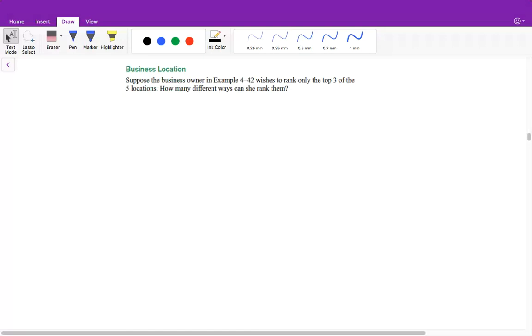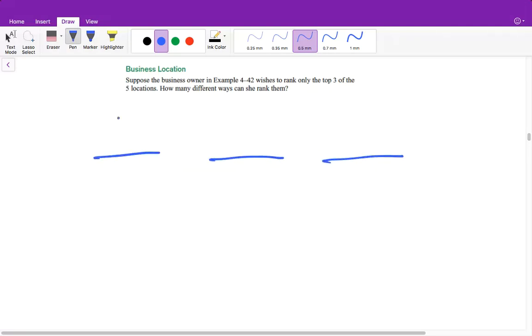All right, so for this, it says, suppose the business owner, in the example that we just did, wishes to rank only 3 of the 5 locations. How many different ways can she rank them? In this case, we're not ranking all of them, and I'm going to show you how you could do this based on what we were doing prior, before we learn the formula. We're now only ranking 3 of them.